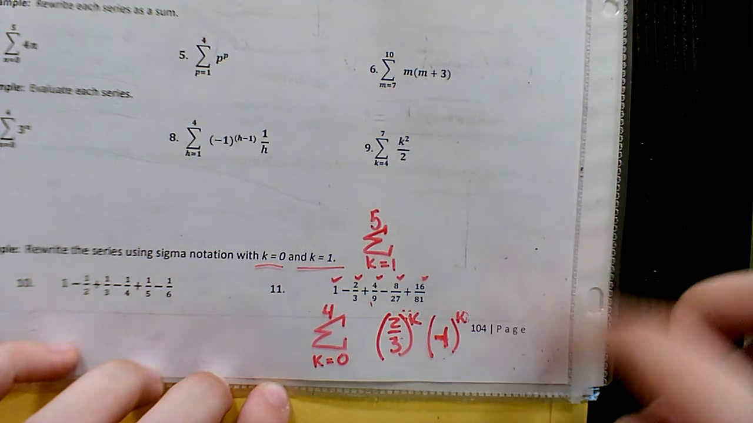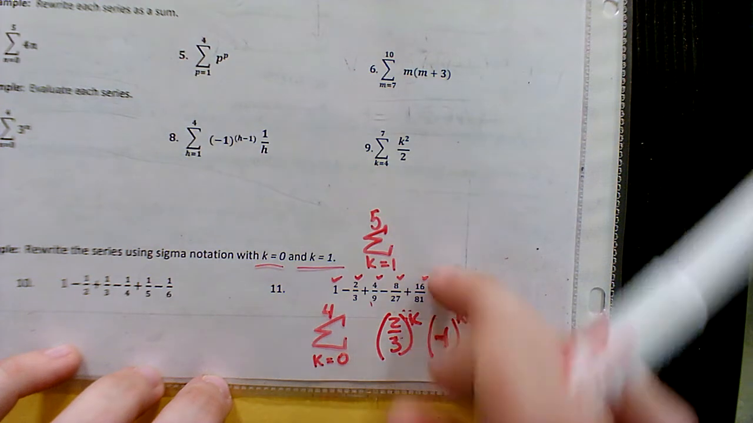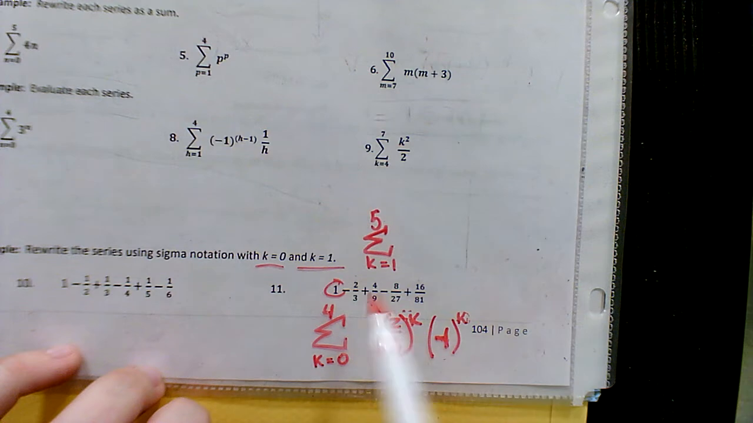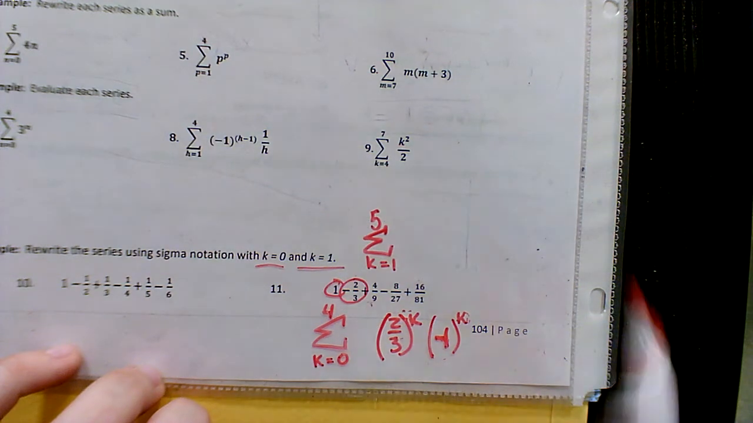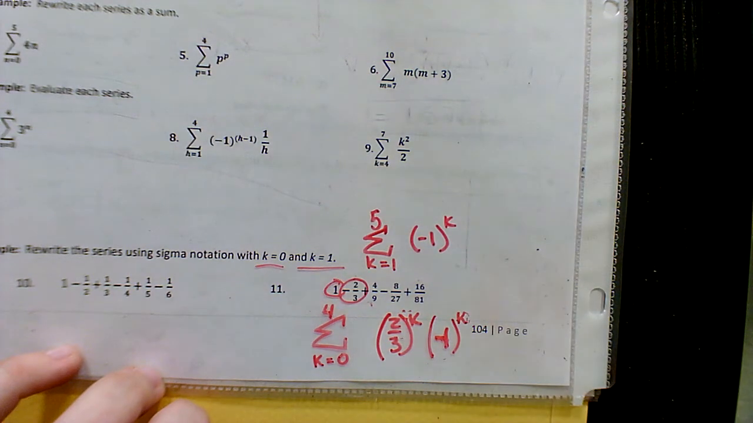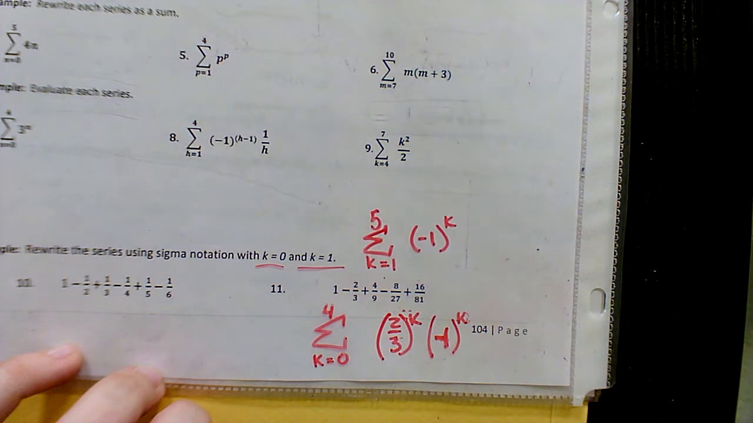Okay, so this is what the rule would look like if we start with 0 and we're going to end with 4. How might the rule change now if we want to start with 1? So if we plug in 1, we want to get 1. If we plug in 2, we want to get negative 2/3. Do you see how we're still alternating? So we're still going to need a negative 1 to some power. We don't know if this is a k or a k plus 1 or a k minus 1, but at least it's an alternating signifier, I'll call it.